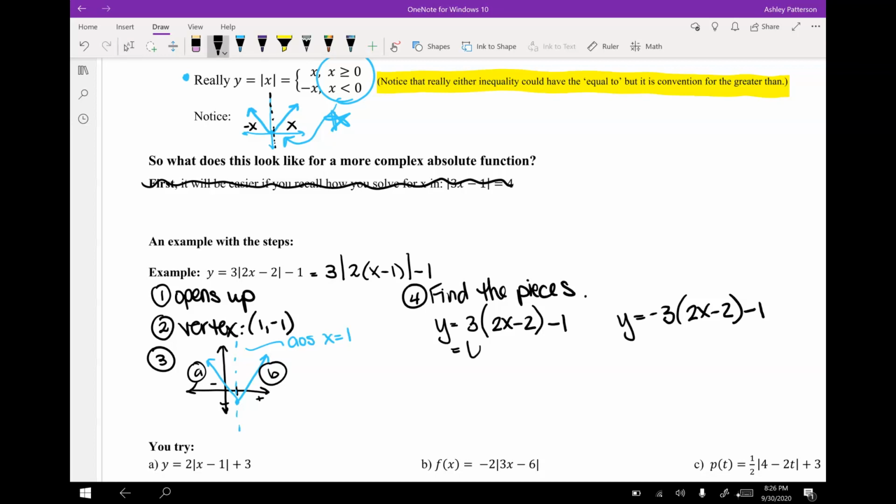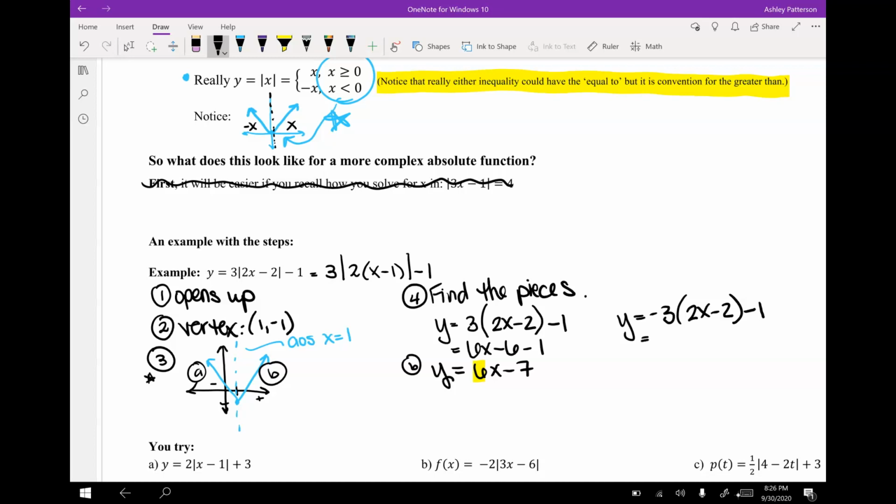Distributing the 3, we get 6x minus 6 minus 1. Combining like terms, we get y is equal to 6x minus 7. And since it has the positive slope, this corresponds to the b. That's why this sketch is so important.